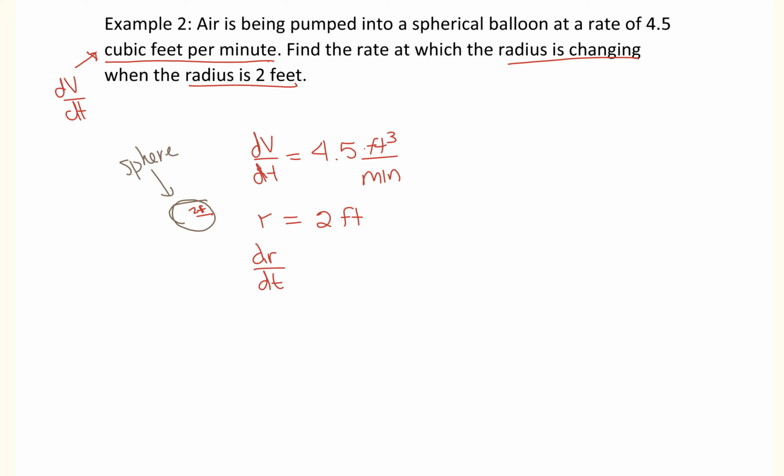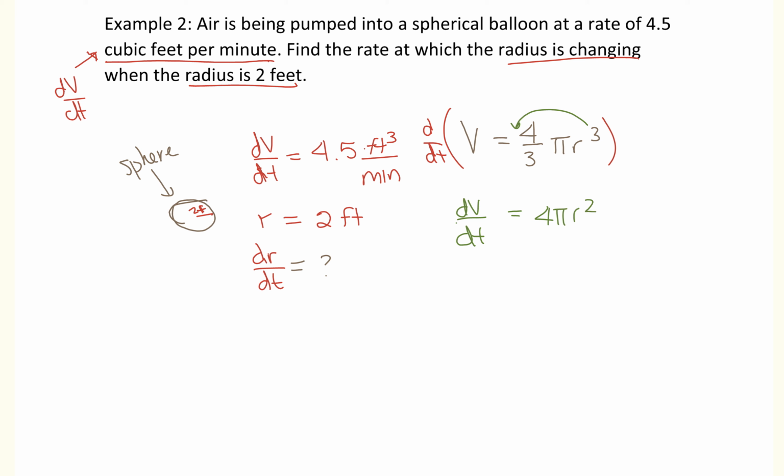So when you think through this, they gave me dV/dt, and they're looking for dr/dt. What formula could I use that relates the volume and the radius? For a sphere, the volume is 4/3 pi r cubed. So we're going to take the derivative of this with respect to time. On the left side, we're going to end up with dV/dt. And on this side, we're going to bring down the 3, so we end up with 4 pi r squared times dr/dt. And we're going to be solving this for dr/dt.